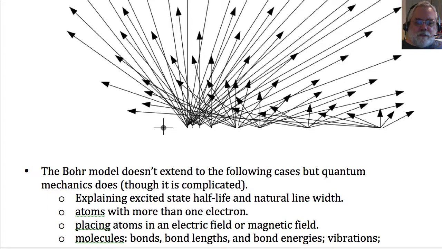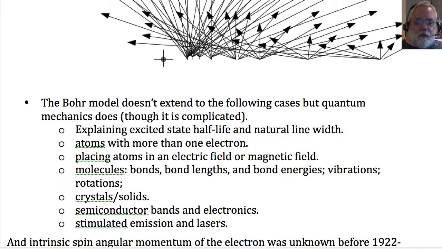The Bohr model doesn't extend to the following cases, but quantum mechanics does, though it is complicated. Explaining excited state, half-life, and natural line width. Atoms with more than one electron. Placing atoms in an electric field or magnetic field. Molecules, bonds, bond lengths, bond energies, vibrations, rotations. Crystals, solids, semiconductor bands, and electronics. Stimulated emission and lasers.